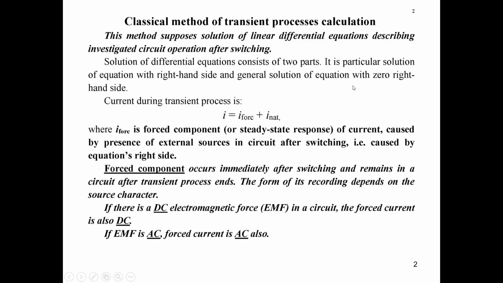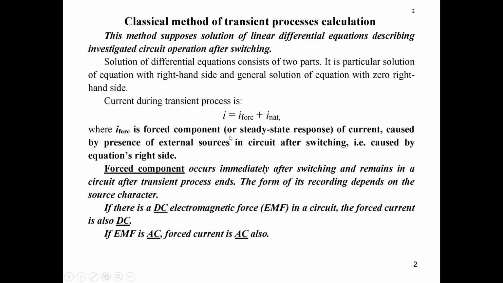Particular solution of such an equation presumes solution with the assigned right-hand side, and general solution corresponds to solution with zero right-hand side. So we can write down, for instance, for current during transition processes, you see here is small letter i, it means instantaneous value of current, as the sum of forced component, it means particular solution, and natural component, it refers to general solution of the considered differential equation.